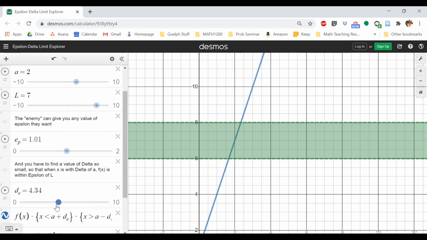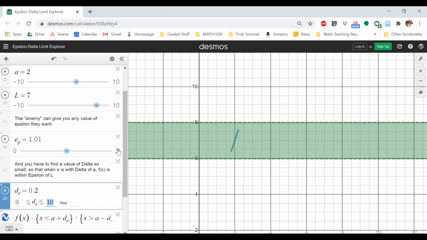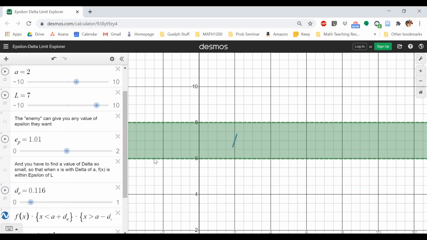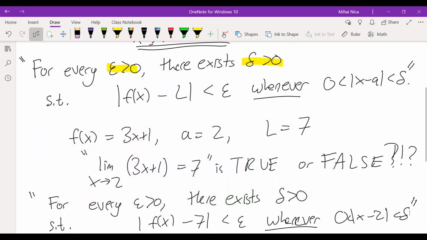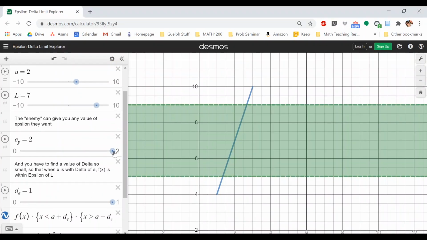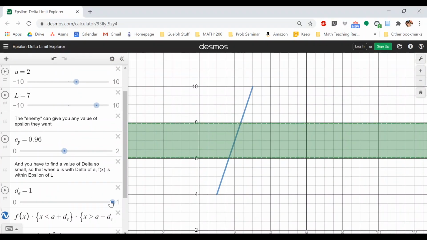The way the Desmos thing is set up is when you make delta very small, the function deletes itself outside of the region where x is within delta of 2. So by making delta very small, here I can make it even smaller, you sort of get a little piece of the function. And what you want to do is slide delta small enough to always be within the green zone. So the question is, does the limit equal 7 or not? Is it a true statement or a false statement? And it's a true statement if no matter how you set this epsilon slider, it's always possible to make the green slider fit into the zone.